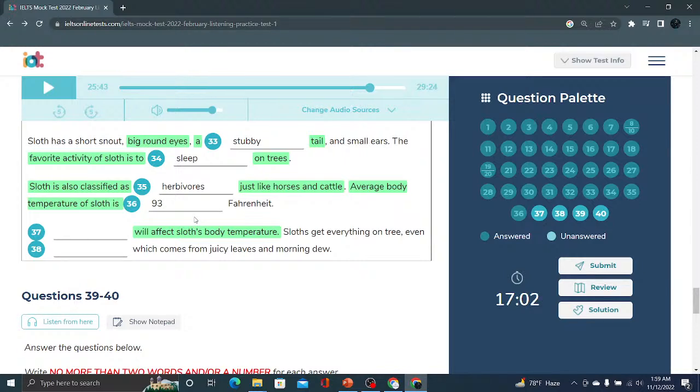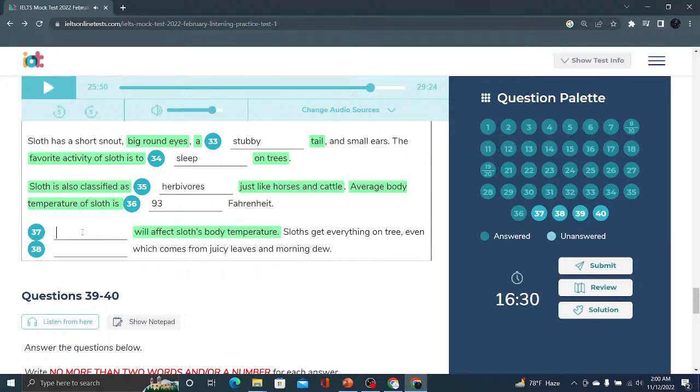So let's listen. Equally important, a sloth's body temperature fluctuates with the surrounding temperature. Like snakes and frogs, which are cold-blooded creatures. But a sloth's average body temperature is about 93 degrees Fahrenheit. Equally important, a sloth's body temperature fluctuates with the surrounding temperature.